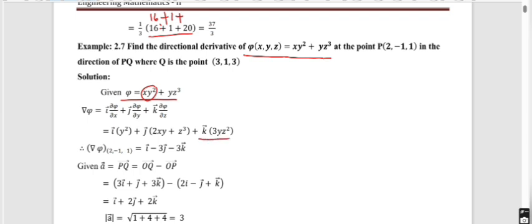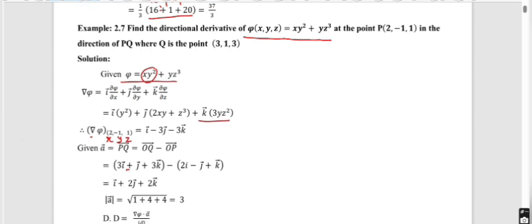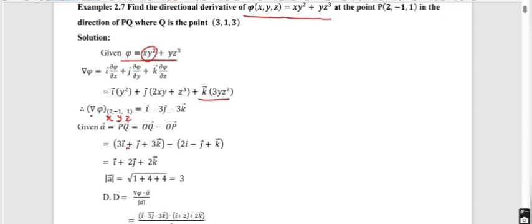Now we find del phi at the given point (2, -1, 1). This 2 is for x, -1 is for y, 1 is for z. So we have i vector minus 3j vector minus 3k vector. Given a vector is PQ vector, that is PQ vector is known as OQ vector minus OP vector. That is, OQ vector is 3i vector plus j vector plus 3k vector, minus OP vector, which is 2i vector minus j vector plus k vector.